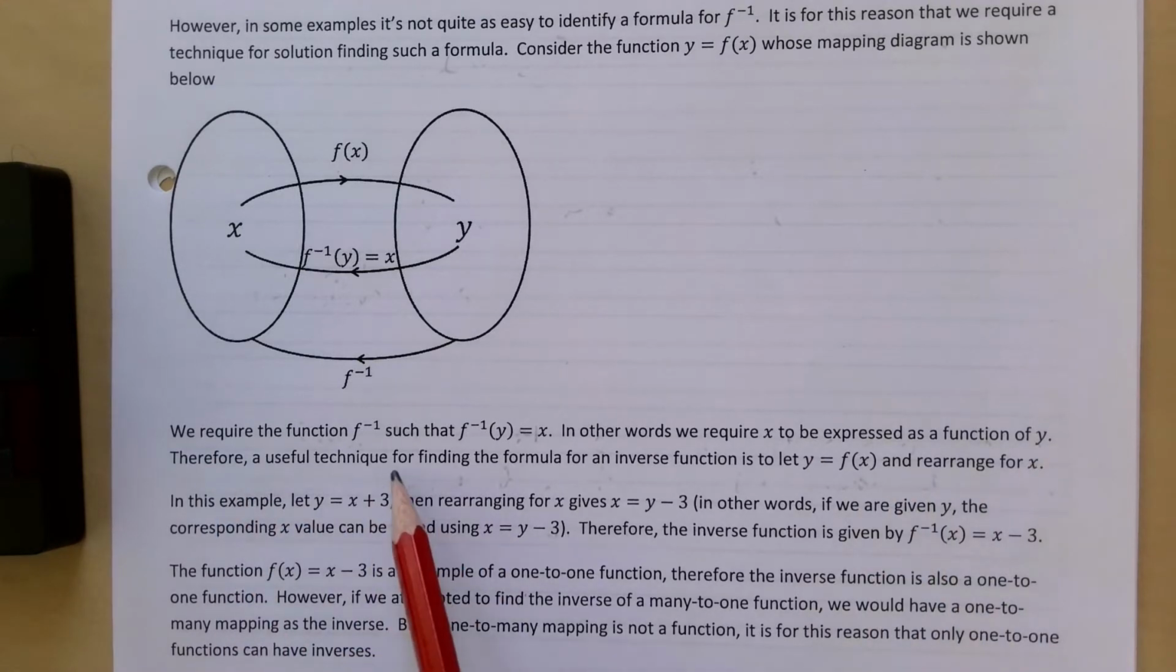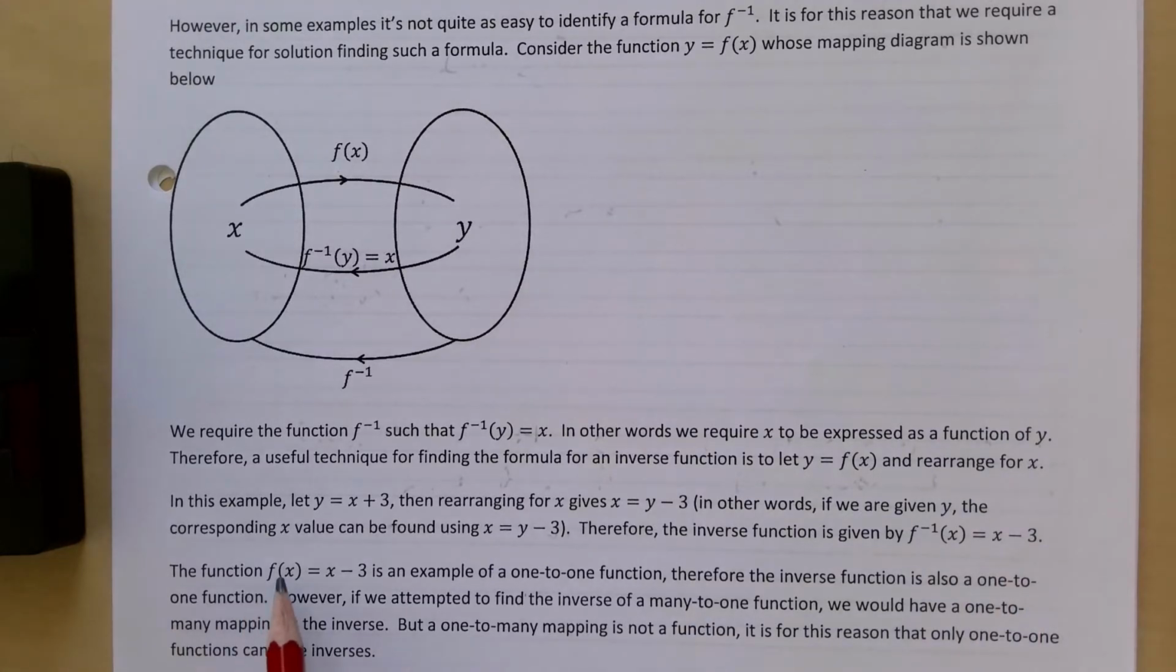Therefore, a useful technique for finding the formula for an inverse function is to let y equal f of x and rearrange for x. It's quite a straightforward way in the end. In this example, let y equal x plus 3. Rearranging for x gives x equals y minus 3. In other words, if we're given y, the corresponding x value will be x equals y minus 3. Therefore, the inverse function is given by f to the minus 1 of x equals x minus 3.